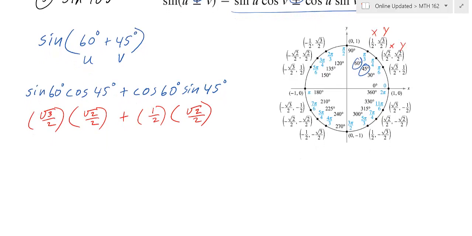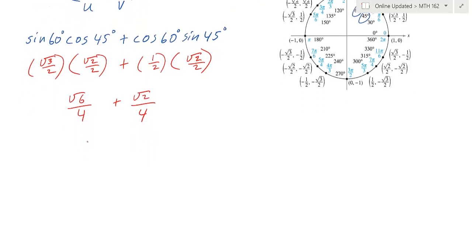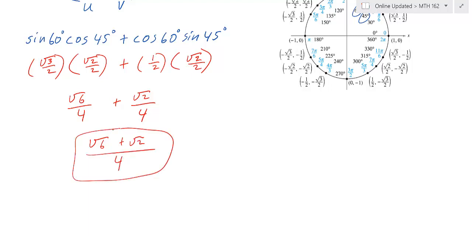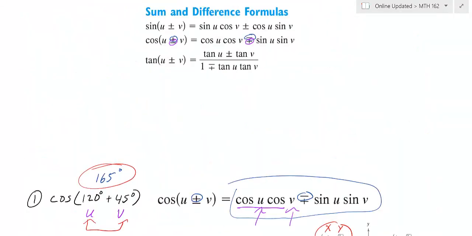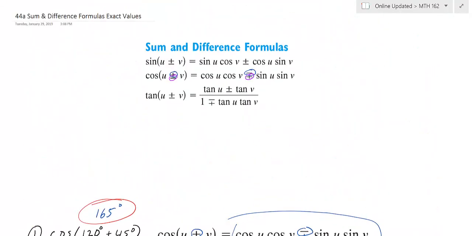And once again, we simply multiply this. Square root of 3, square root of 2 would be the square root of 6 over 4 plus the square root of 2 over 4. And since we have a common denominator, we can simply add this to the square root of 6 plus the square root of 2 all over 4. And there we have our exact answer. So once again, that shows you how we can use the sum and difference formulas.